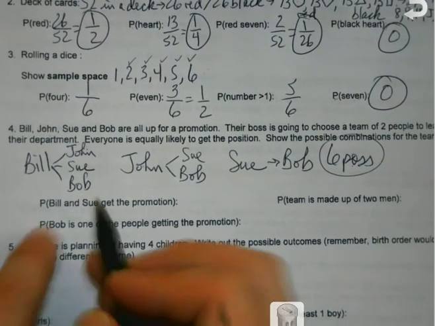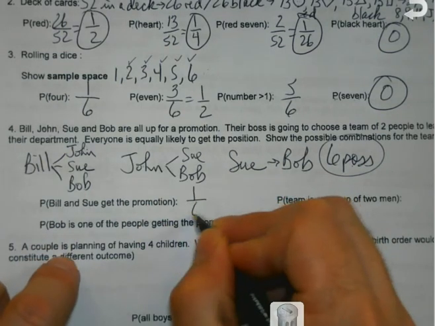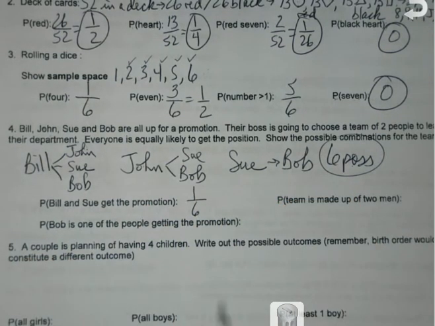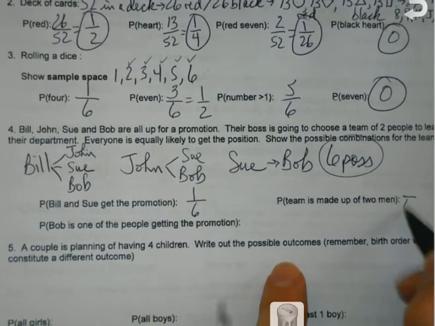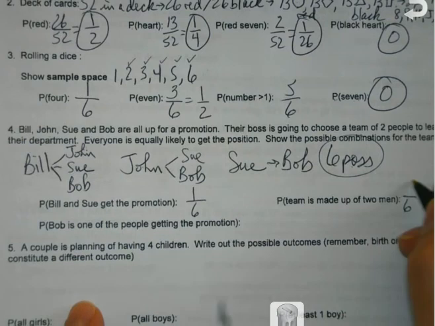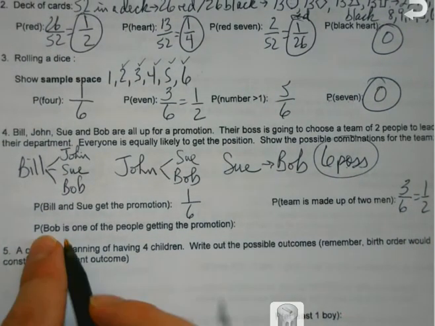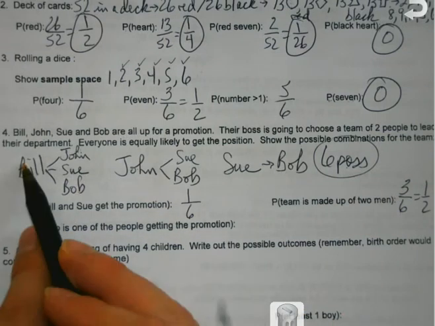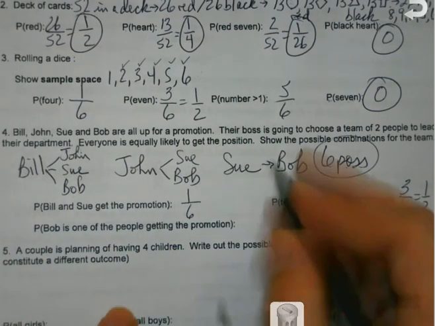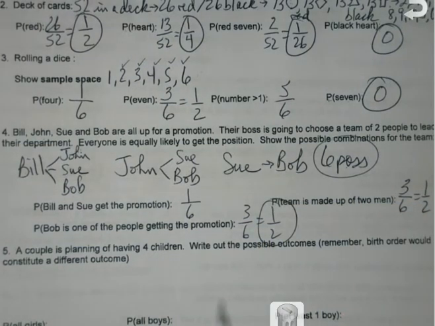So the probability that Bill and Sue as a team get the promotion, that only happens in one place. So there's a 1 out of 6 chance of that happening. Probability the team is made up of 2 men: Bill and John, Bill and Bob, John and Bob. Looks like 3. Bob is one of the people getting the promotion: Team Bob, Team Bob, Team Bob. That's that. Okay, so again, we visually want to look at these things happening.